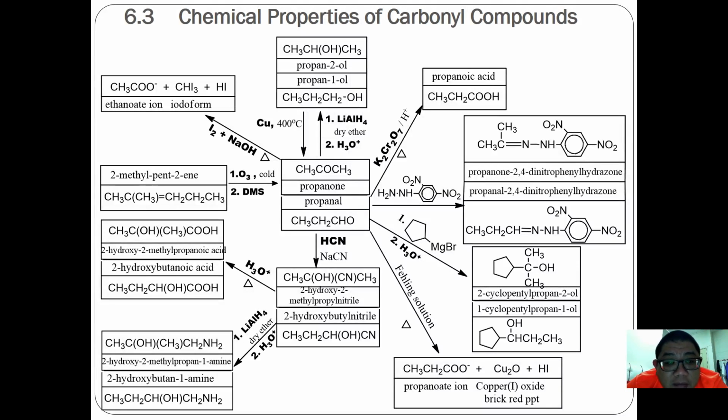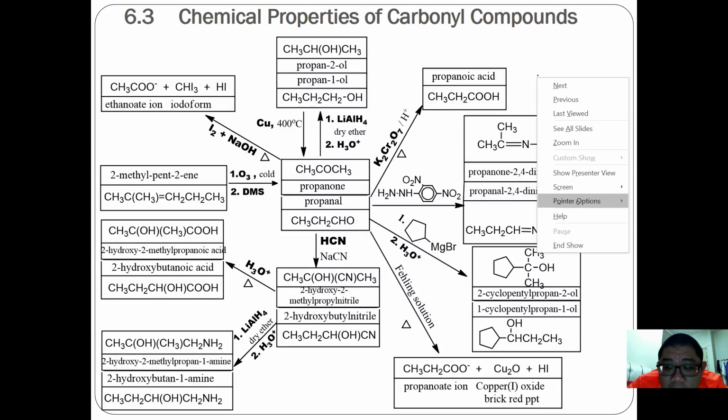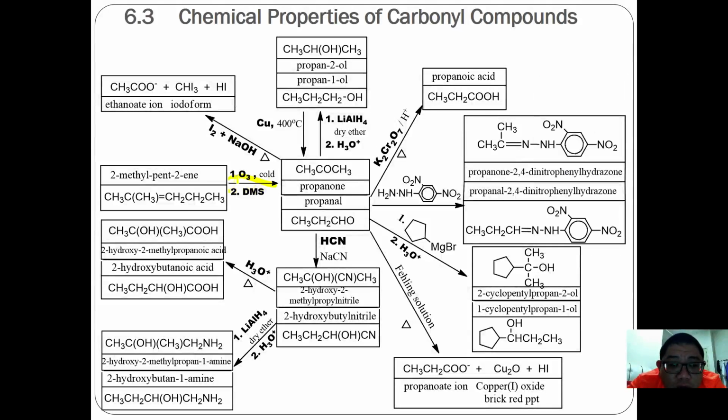So this is a giant mind map that I can show you on how to relate all the chemical reactions of the aldehydes and ketones. You can see here there are two ways to prepare them. You can prepare them by alkene ozonolysis. You can also prepare them via partial oxidation of the alcohol by using copper at 400 degrees Celsius. So this is how you prepare carbonyl compounds.